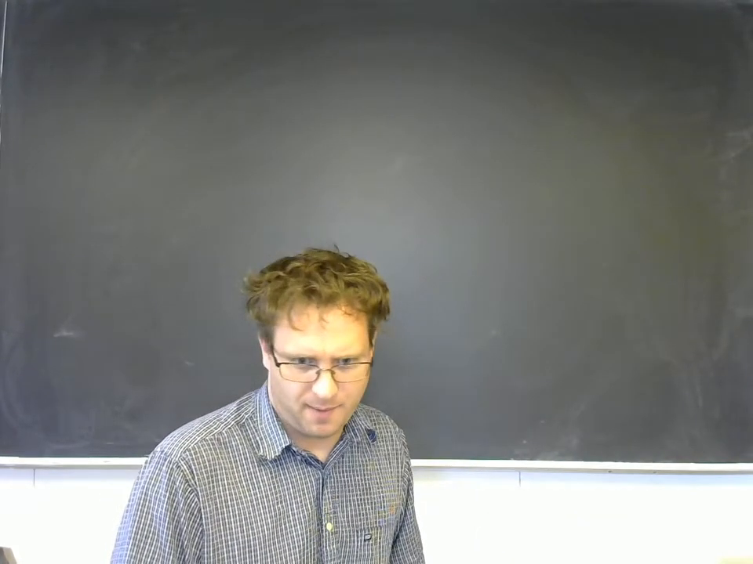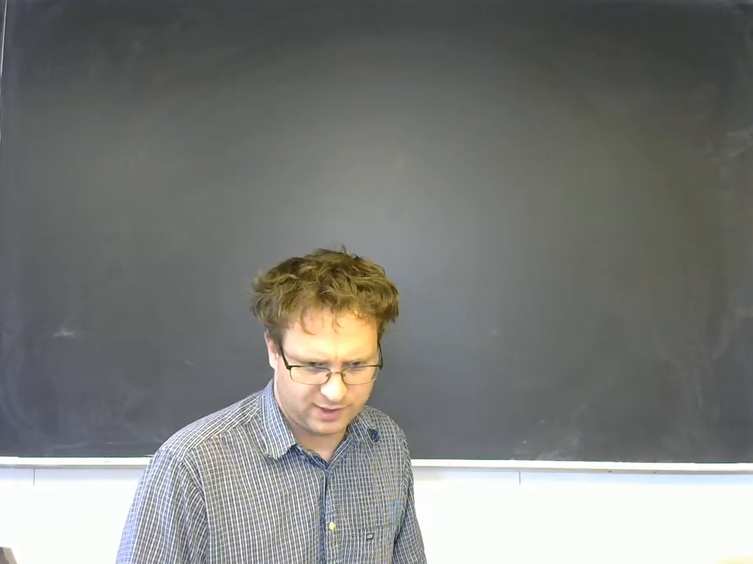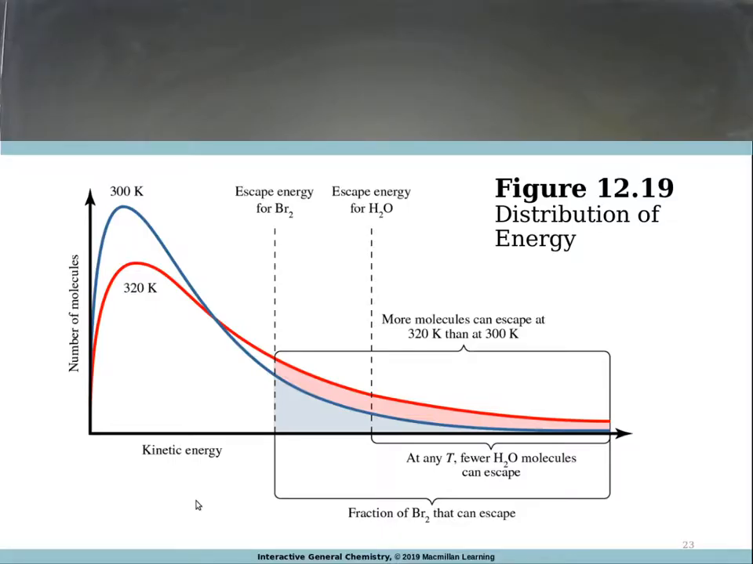So let me show you a figure that explains why this is. If we look at figure 12.19, we can see how different molecules within a substance are going to be traveling at different velocities. In a liquid or in a solid, they'll have different amounts of kinetic energy. The average kinetic energy depends on temperature, but the actual distribution of kinetic energy between the individual molecules is going to follow a curve that looks a little bit like this.